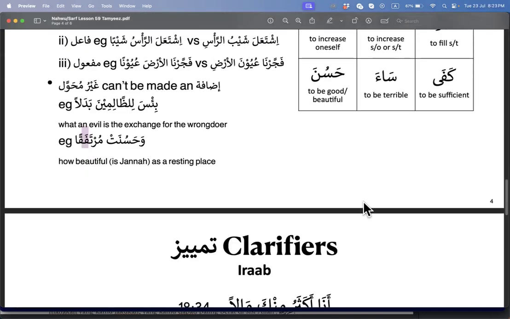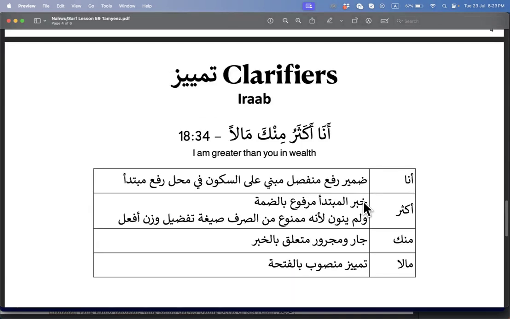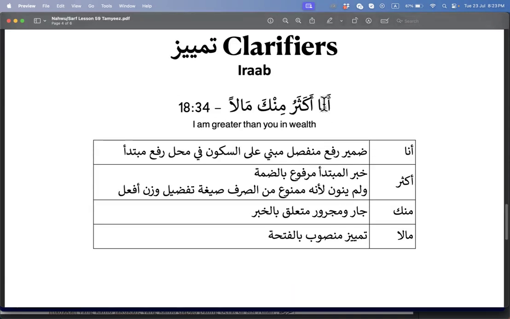Okay, this one basically we've done the i'rab just now. So ana is mubtada, aksaru is your khabar, and it is a comparative, which comes with min. So minka is jar majrur muta'alliq bil khabar, and malan is your tamyiz. I am more than you in terms of wealth.